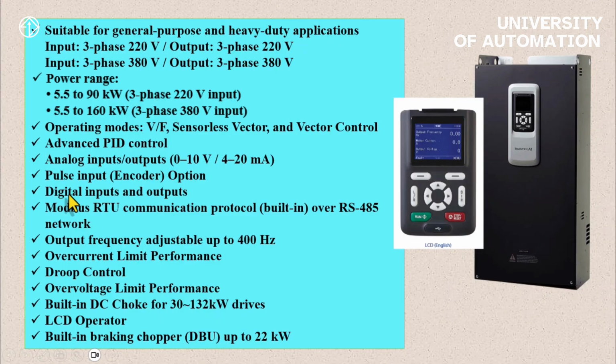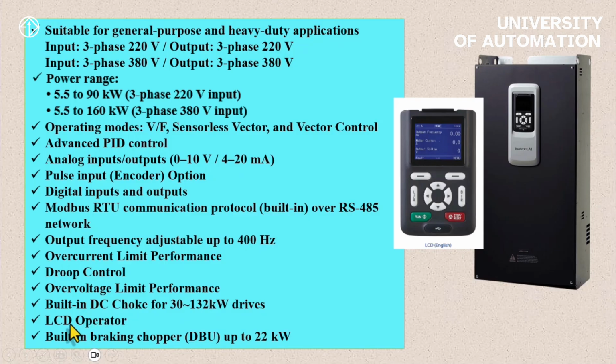It has digital inputs for start-stop commands, multi-step capability, and other features you might want to use with its digital inputs. It also has digital outputs, both relay and transistor types. The Modbus RTU protocol over RS485 network is built in, so you do not need to use an option card for that. The output frequency of this inverter can be adjusted up to 400 Hz. It has overcurrent limit, droop control capability, and you can set an overvoltage limit for it, meaning you can set an internal limit for overvoltage. It has a built-in DC choke for power ratings from 30 to 132 kilowatt.